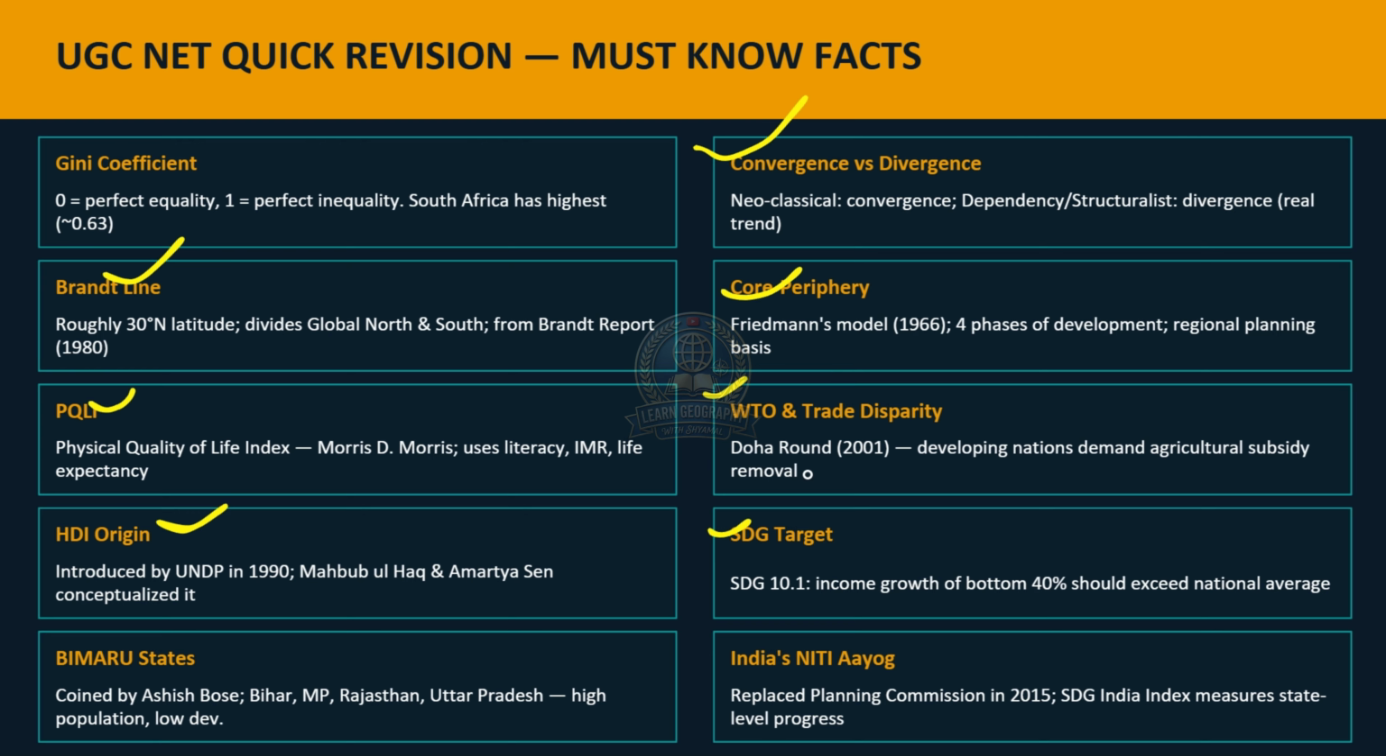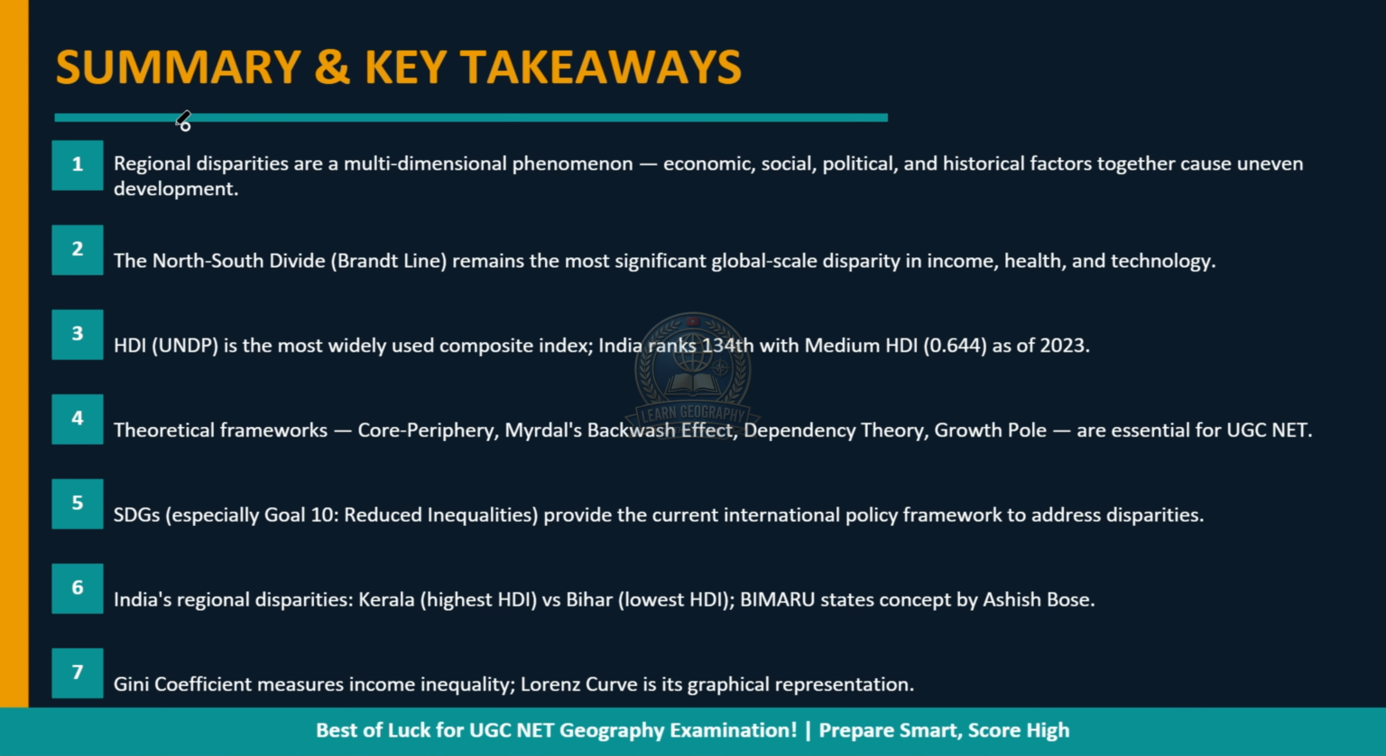India's NITI Aayog replaced Planning Commission in 2015. SDG India Index measures state level progress. Okay, regional disparities are a multidimensional phenomenon. Economic, social, political, and historical factors together cause uneven development. The North-South divide, Brandt Line, remains the most significant global scale disparity in income, health, and technology. HDI UNDP is the most widely used composite index. India ranks 134th with medium HDI 0.644 as of 2023.